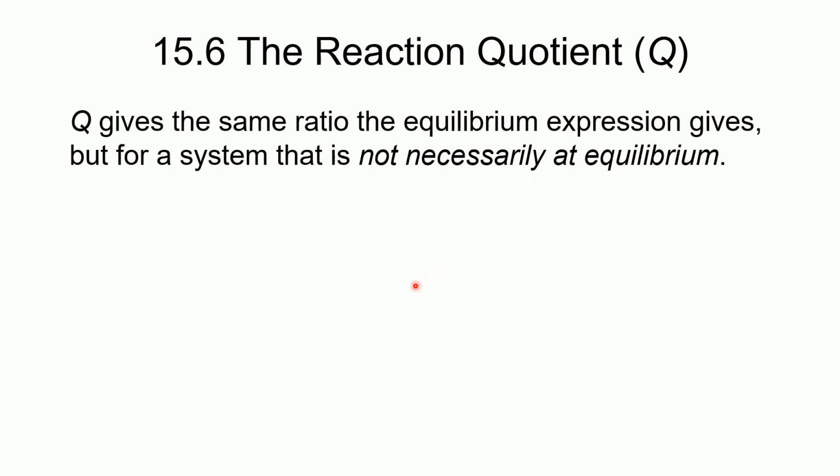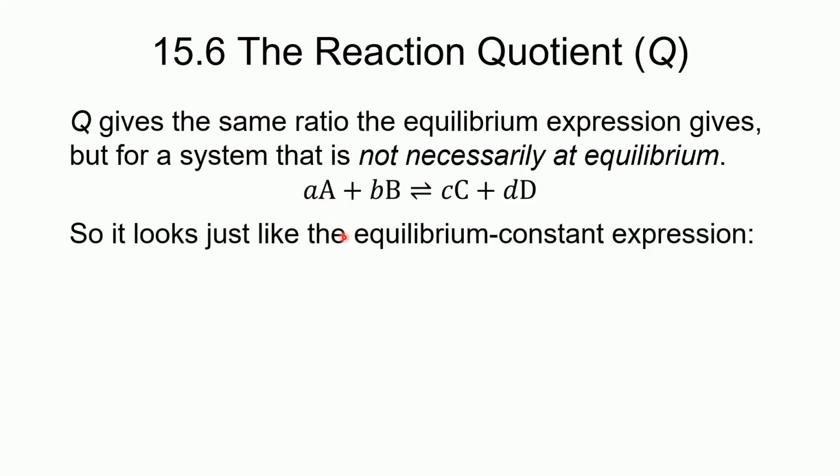necessarily at equilibrium. So we'll find that there are all kinds of examples where we might want to use this, but let me show you how this works. Here we've got an equilibrium reaction. This is just a generic one where the lowercase letters are the coefficients and the uppercase letters are the chemicals. The reaction quotient just looks exactly like the equilibrium constant expression, except that these quantities are not necessarily at equilibrium.